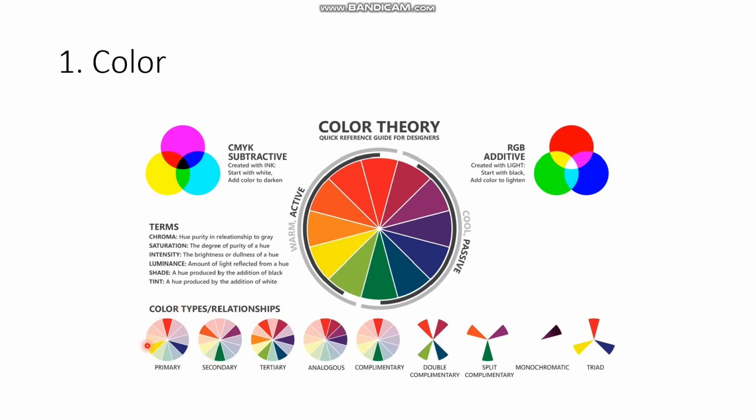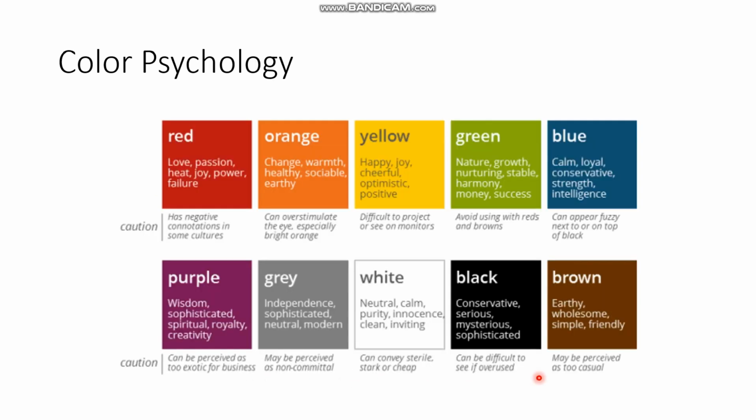Okay, but there are also many color types or relationships such as primary color, secondary color, which has three colors, tertiary, analogous, and so on. Also, color has psychology, which is the meaning of the color itself. For example, red relates to love and passion. And also you can see the caution here, what is good, or what you have to consider and be more careful about when you use this color.